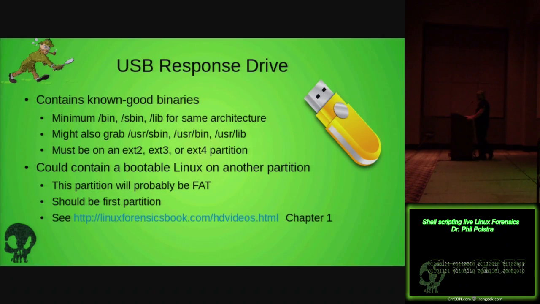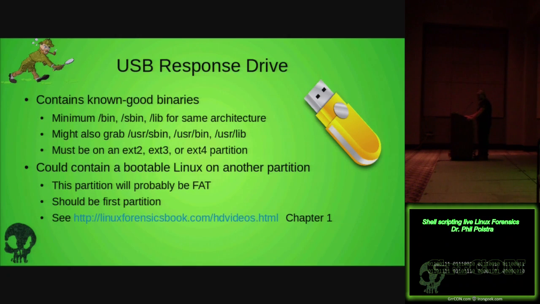You might also want to grab usr/sbin and usr/bin, usr/lib, if you want to run a couple of extra tools that you don't really need for this part. But no matter what you grab, it has to be on some sort of an ext file system, either ext2, 3, or 4. And the reason for that is permissions. Right? You can't put it on a FAT file system and have it maintain all the execution permissions, etc. It's not going to work for you. Definitely not for system binaries.